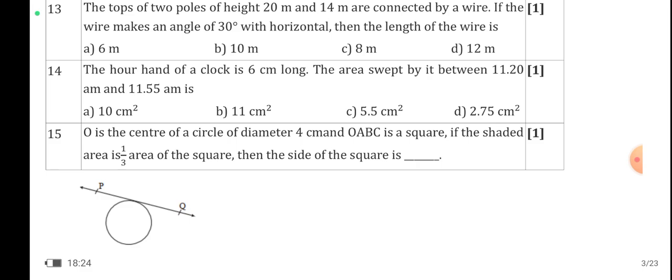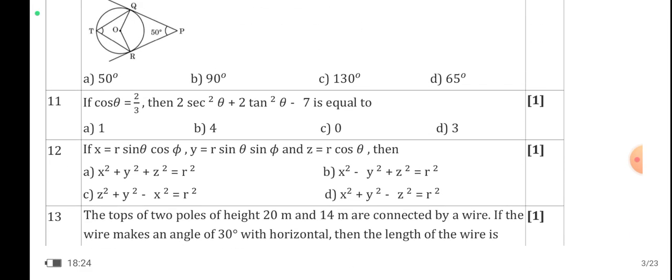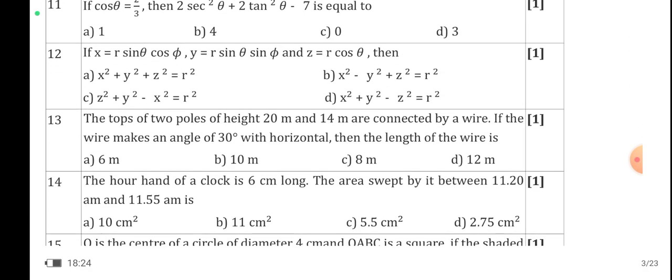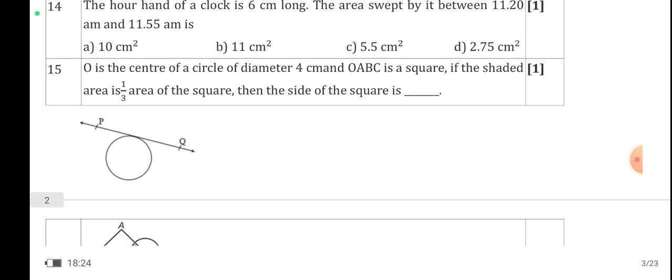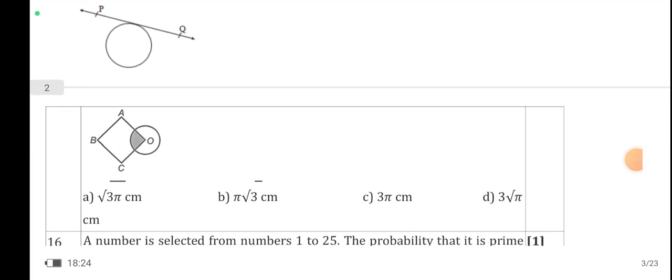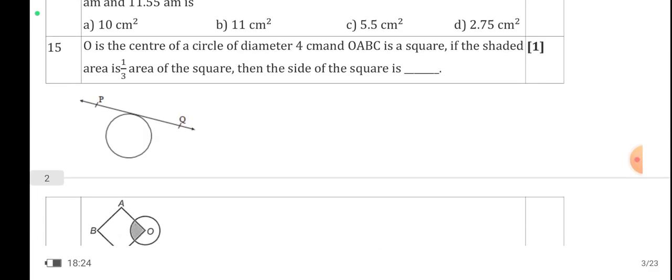Question, this diagram is only applicable for question number 9, children. Question number 9, in the given circle. So how many tangents can you say are parallel to it? You only should think and tell. Then O is the center of the circle.